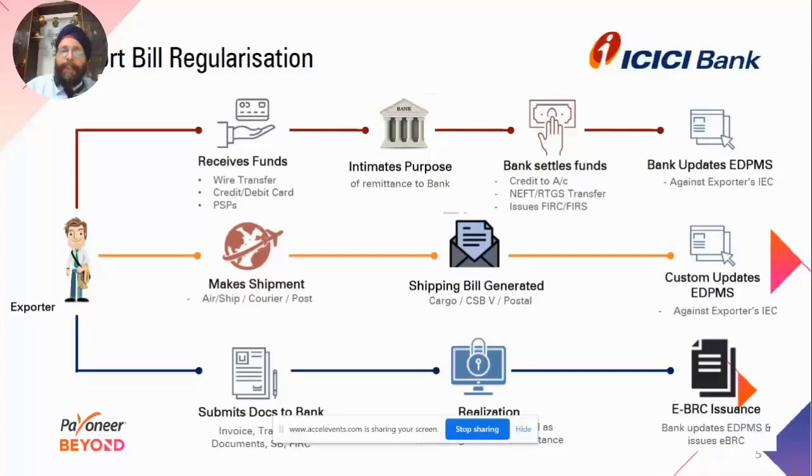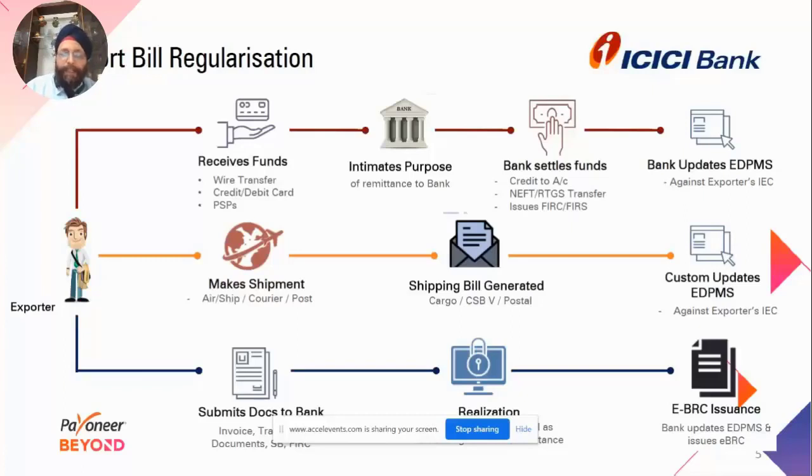So the bank will credit this money in your account, and the moment the money gets credited, the bank updates a portal called EDPMS. Now the parallel process is the exporter makes a shipment. It could be by air, ship, courier, post, etc. Then the shipping bill has to be filed. It could be a normal cargo shipping bill, which I explained to you, or it could be a CSV file, which is filed by the authorized courier agencies located at various ports. Or it could be by means of post also. The exports can also be done by means of post.